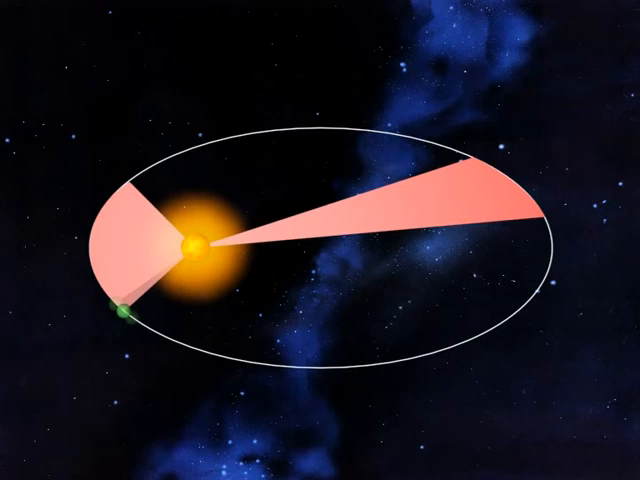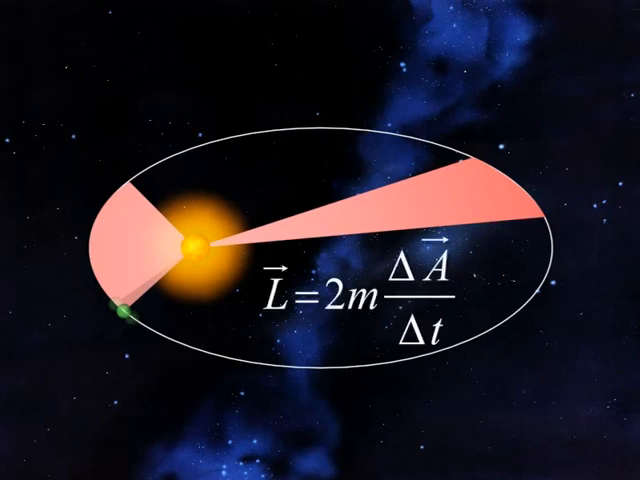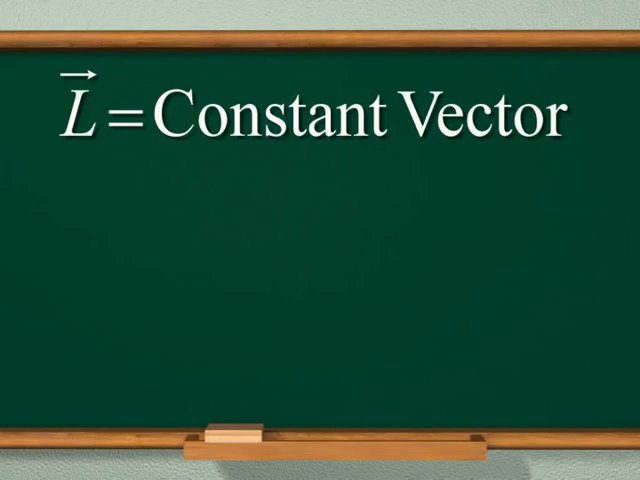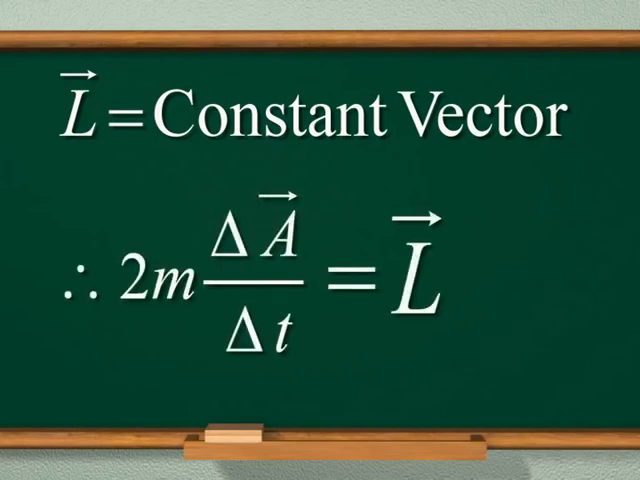Since the angular momentum of a planet is also given by vector L equal to 2m into delta vector A by delta t, where m is the mass of the planet and delta vector A by delta t is the areal velocity of the planet, and since angular momentum of a planet is constant, that is, vector L is a constant vector, therefore 2m into delta vector A by delta t equal to vector L is also a constant vector.